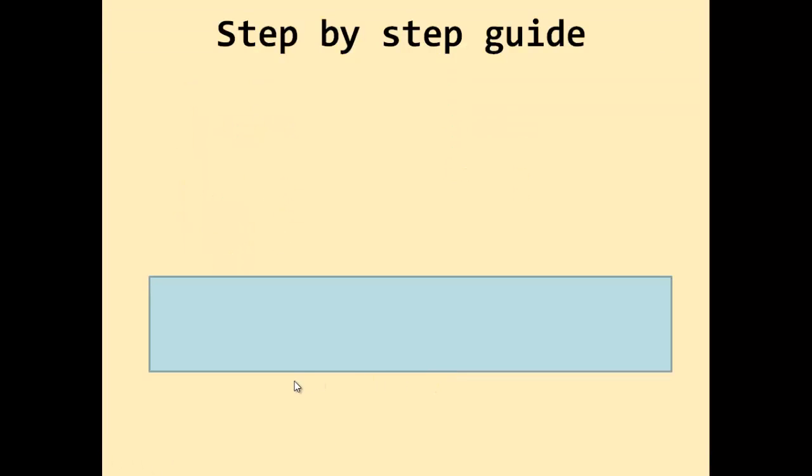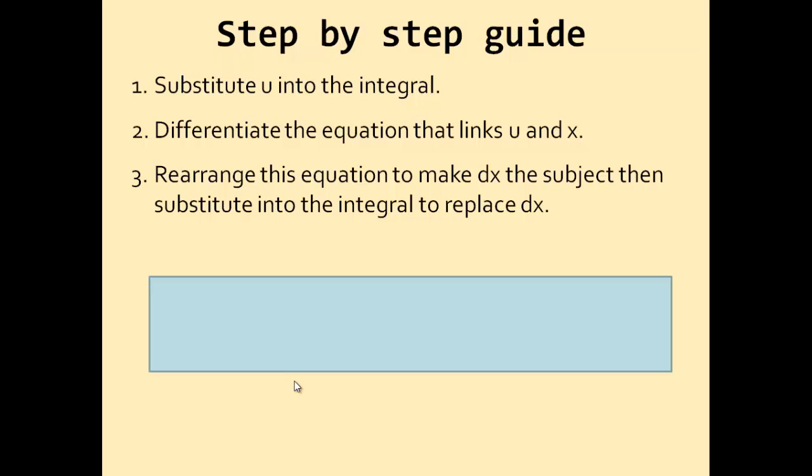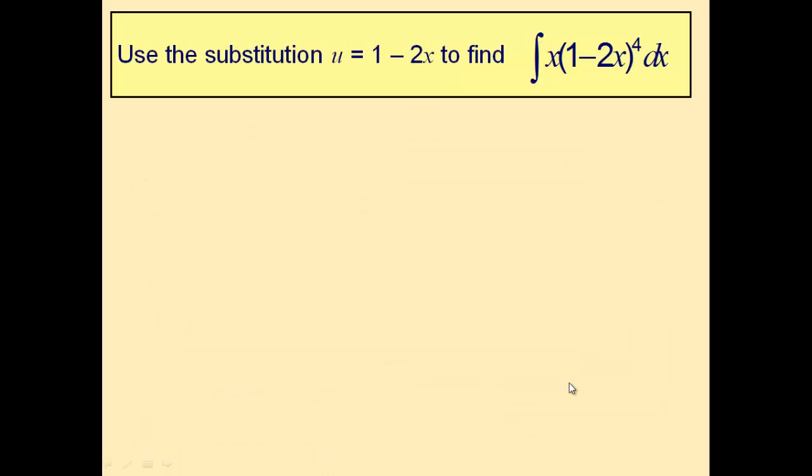Okay, so let's have a little look at the method. We substitute u into the integral. We differentiate the equation that links u and x, and we always do this. We rearrange the equation to make dx a subject and substitute into the integral to replace the dx part. We then simplify, integrate with respect to u, and change the answer back in terms of x. Well, the step 5 was covered up there. We left a blank there. Well, there's a reason for that, as we're about to find out.